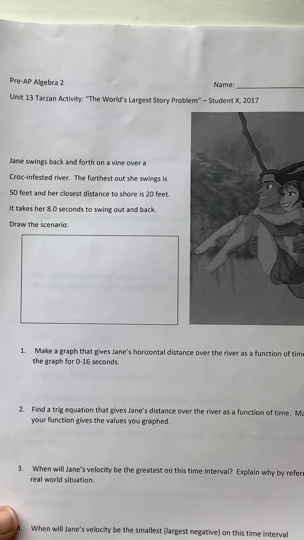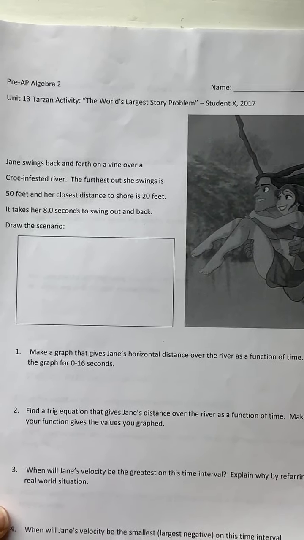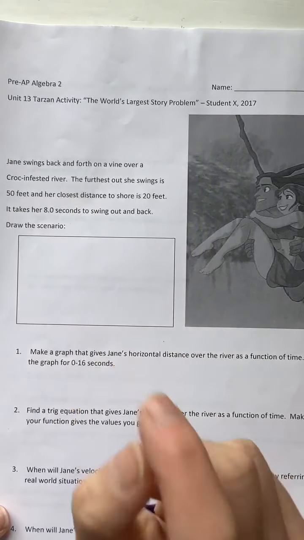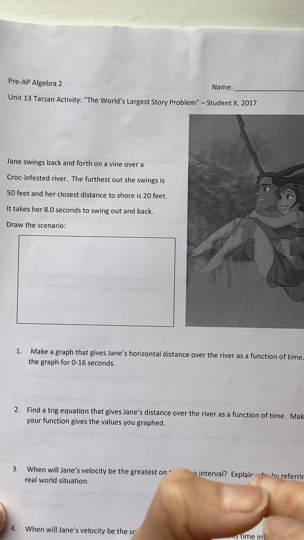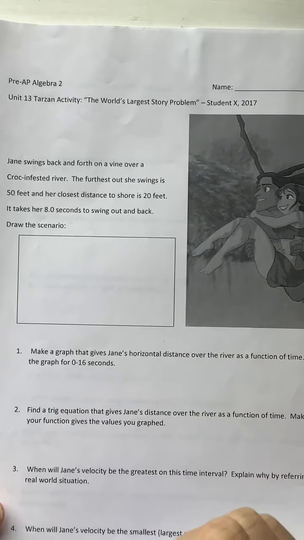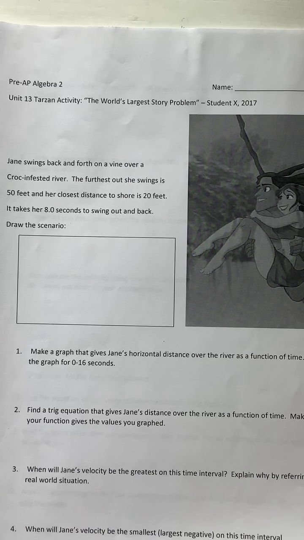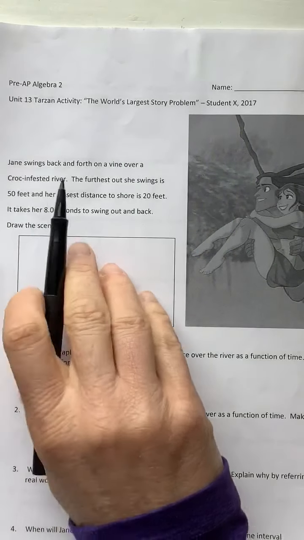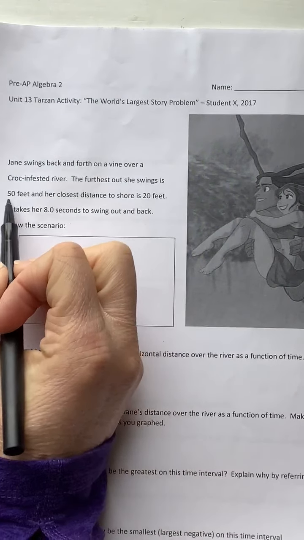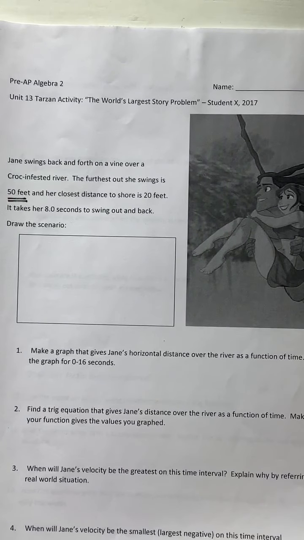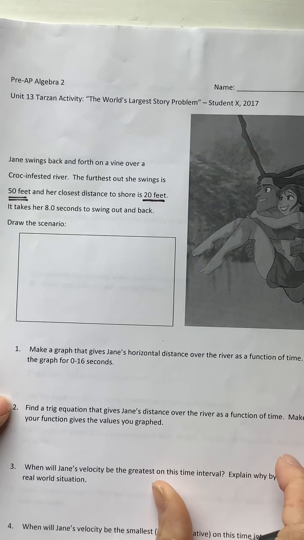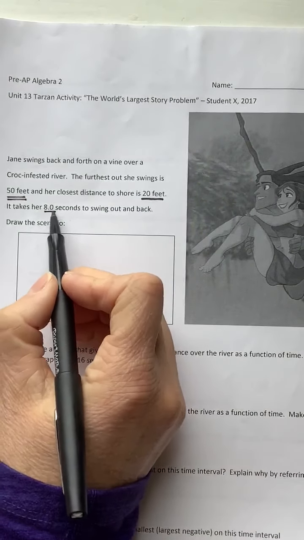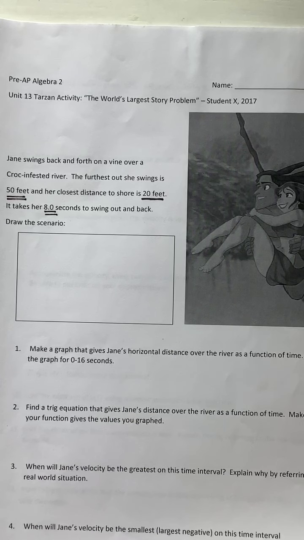If you take a look at this activity, you will see that why we call this the Tarzan activity is that we are modeling the periodic motion of Jane as she swings back and forth on a vine over a croc-infested river. So we are going to assume that this is over a short period of time so that gravity doesn't start working its course. We know that the furthest out she swings is 50 feet from shore, and her closest distance to shore is going to be 20 feet. So at this point, she's pretty far away from safety. We know that it takes her 8 seconds to swing out and back.